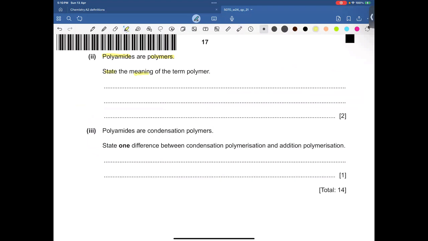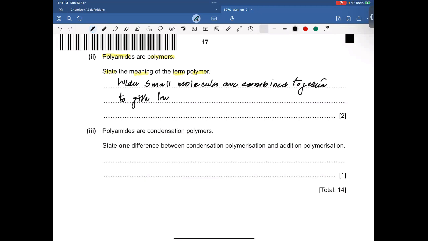Polyamides are polymers. State the meaning of the term polymer. When small molecules are combined together to give a large molecule, this large molecule is a polymer. Also called a macromolecule.